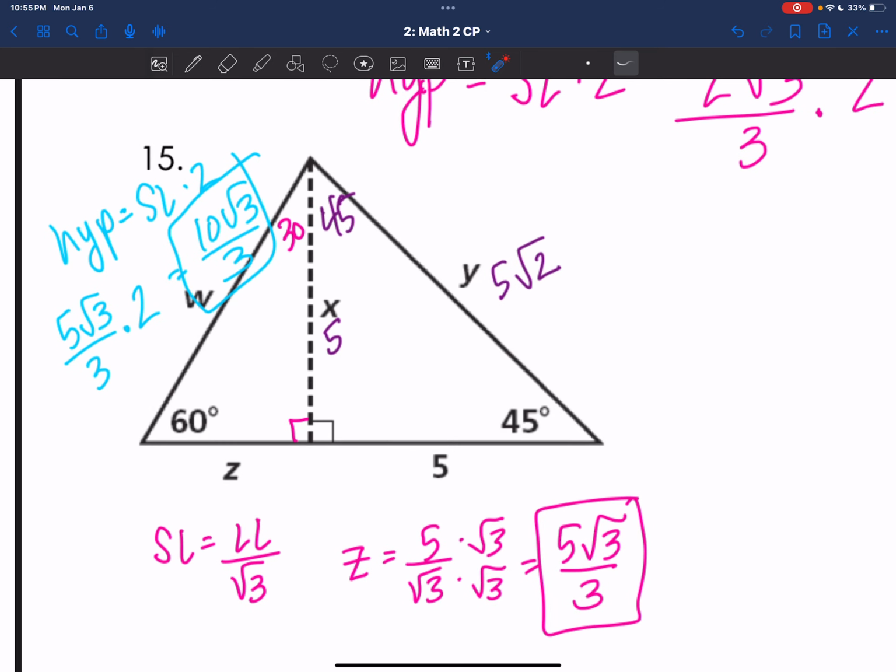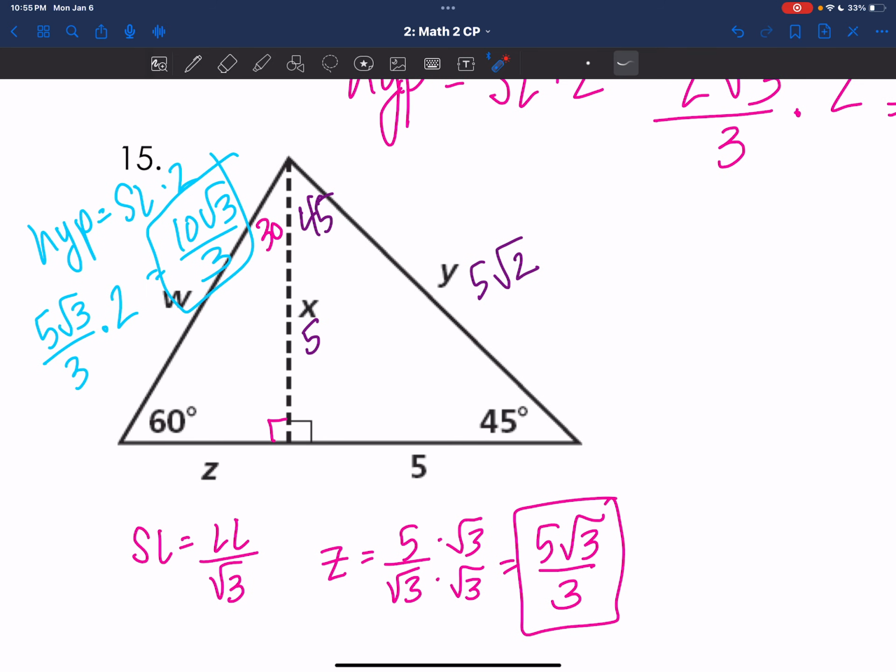In 15, it looks a little crazy, but it's just the same thing with 2 different triangles. So for this one, you've got a 45, 45, 90. So this one's probably the easiest one to start with because these two sides are going to be congruent. So if that's 5, this is 5. And then here, you just take 5 times root 2 for y.